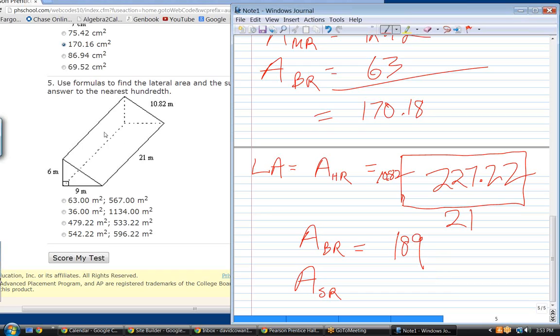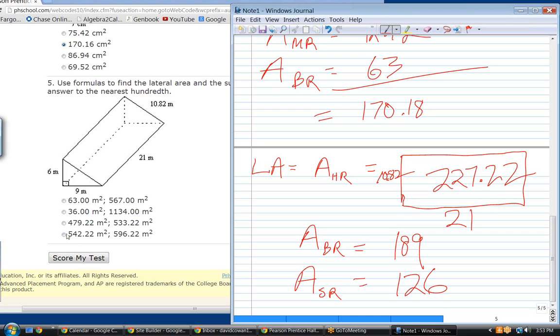And finally, we have this back rectangle. What's its dimensions? 6 and 21. Okay, what's that? Well, 126. Okay. So the lateral area is 227 plus 189 plus 126. And that is 542.2. Okay. Now, what do we have to add to that to get the total surface area?